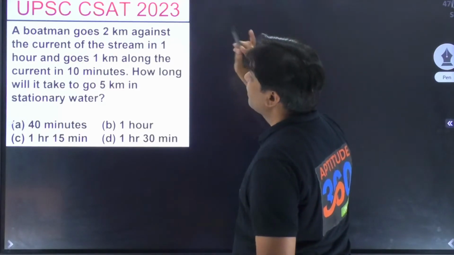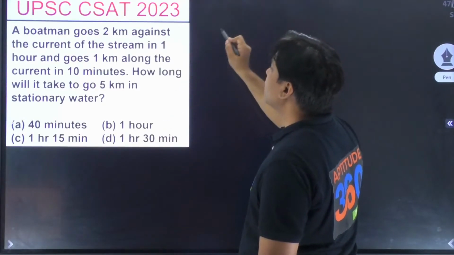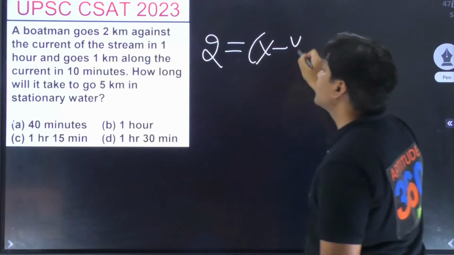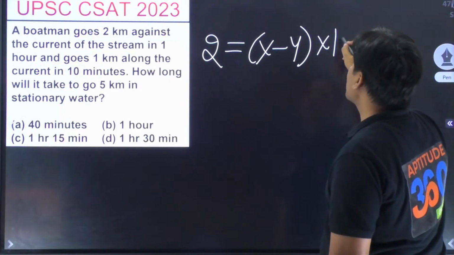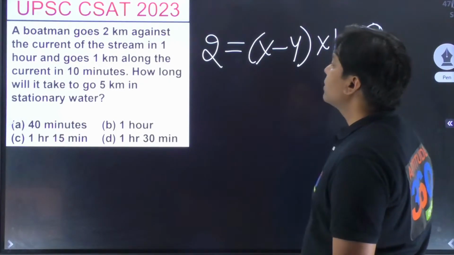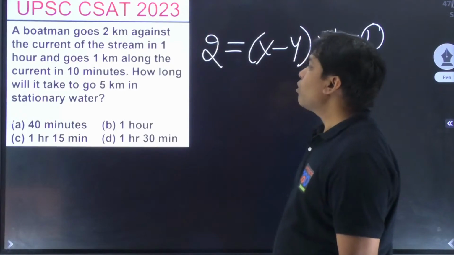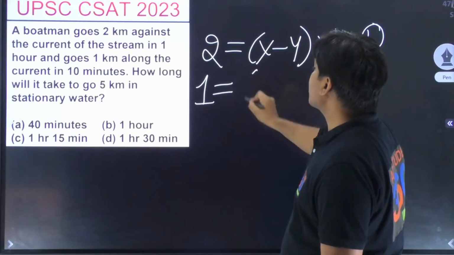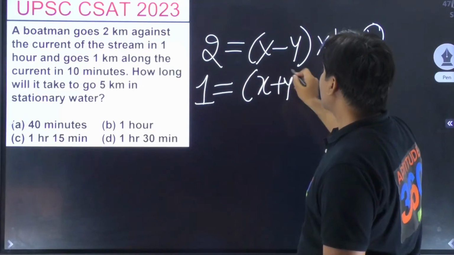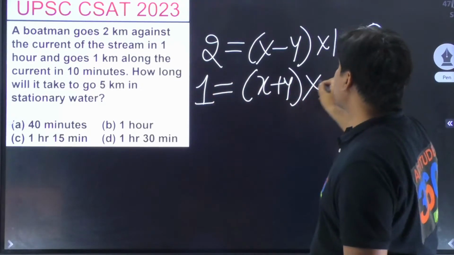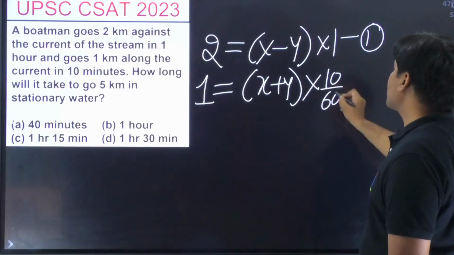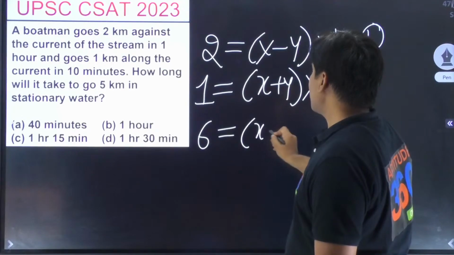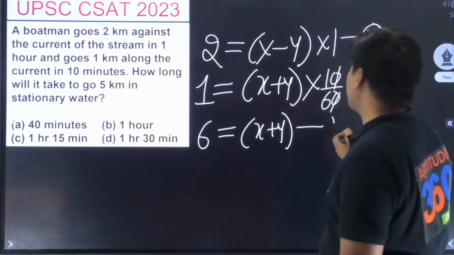A boatman goes 2 kilometers. So how do I simplify this problem in the examination? I will write 2 kilometer, x minus y, into 1. That is question number 1. And goes 1 kilometer along the stream, which is x plus y. And what did you learn yesterday? To convert 10 minutes, it is 10 by 60, which is 1 by 6. So 6 comes over here. 6 is equal to x plus y. That is, say, question number 2.